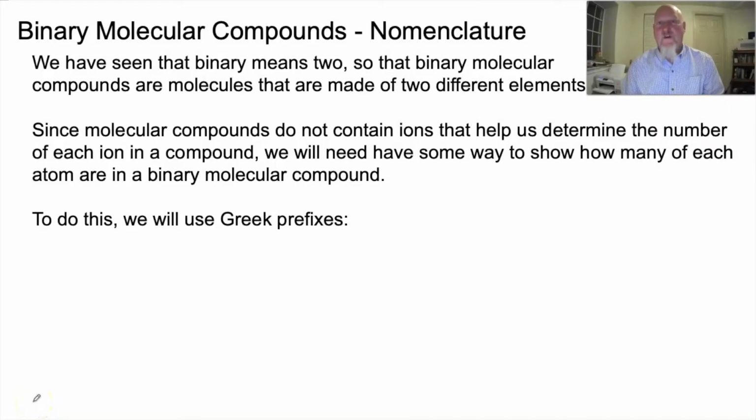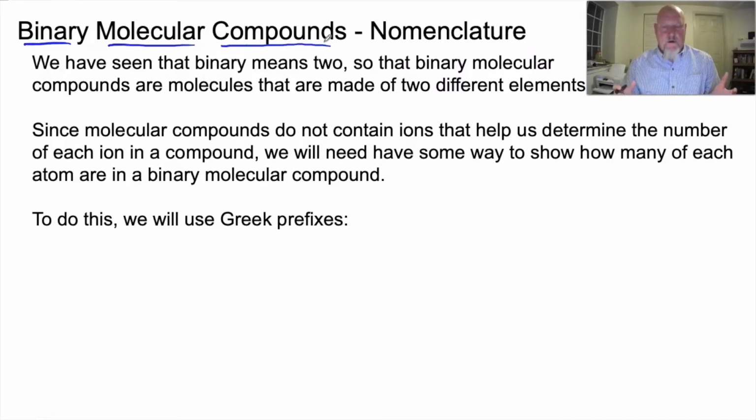Right, so now we're going to do a bit of nomenclature. And nomenclature is how we name things. That's what nomenclature means. The first thing we're going to start with is binary molecular compounds. So binary means two different elements. Molecular means they're covalently bonded together. And compounds means that they are, in this case, two different elements.